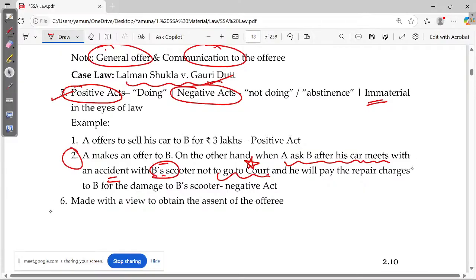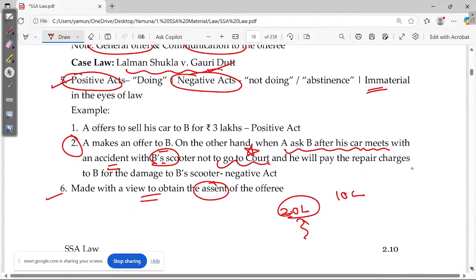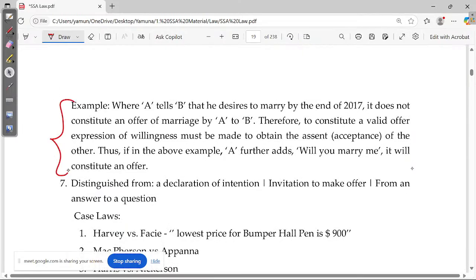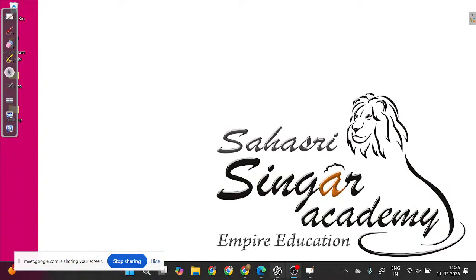Sixth, it should be made with a view to obtain the assent of the offeree. See, I'm fixing the car for 20 lakhs. Actually, the car's worth is 10 lakhs only. Which means what? My intention is not to sell, it's not a genuine one. So, it should be made with a view to obtain the assent of the offeree. Can you go for this example?